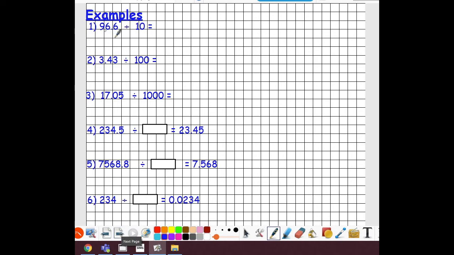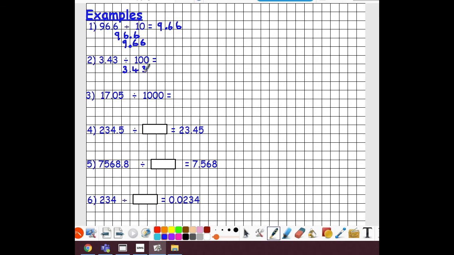This time we're starting with 96.6. Decimal point remains fixed, and we're moving each digit, dividing by 10, 1 place to the right. So the 6 is going to move here, the other 6 is going to move to our tenths, and our 9 is going to move from our tens to our units. We end up with an answer of 9.66.